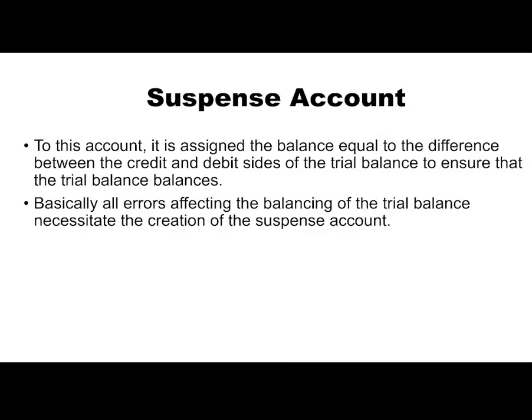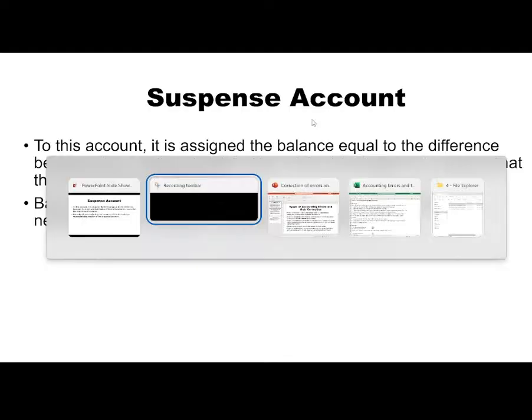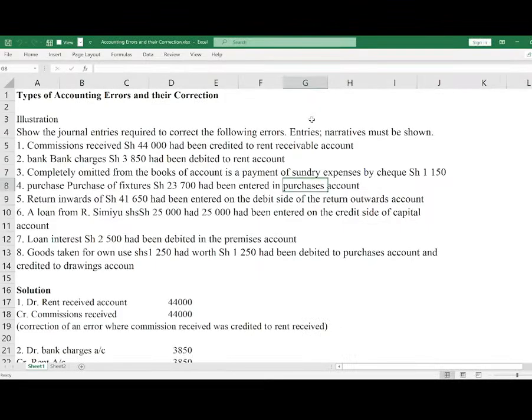So I'd like us to look at a question so that we can understand more about this topic. So I have an instruction here for the types of accounting errors and their correction. So we shall start with it. In our instruction we are told to show the journal entries required to correct the following errors. Entries narrative must be shown.